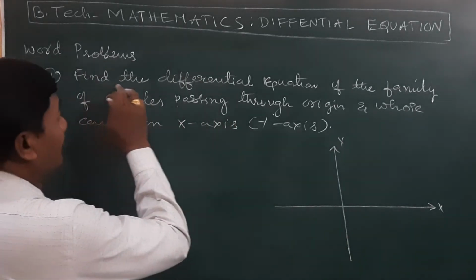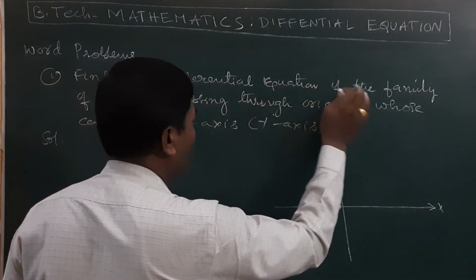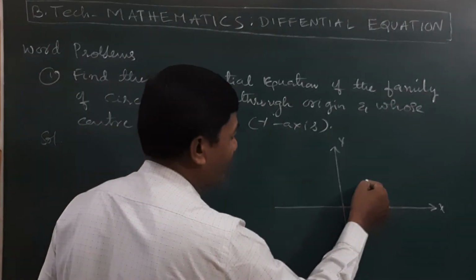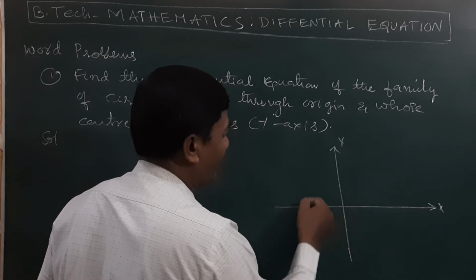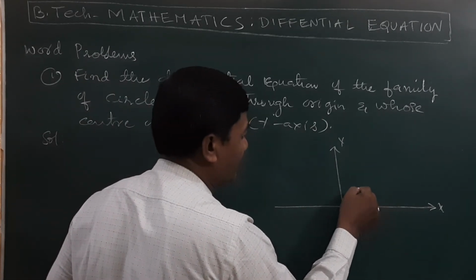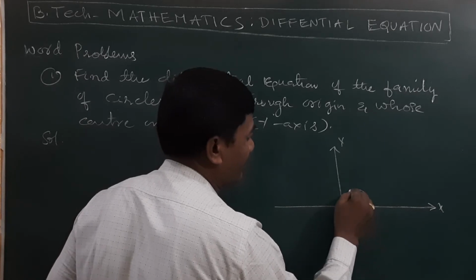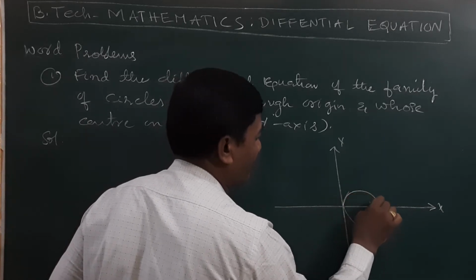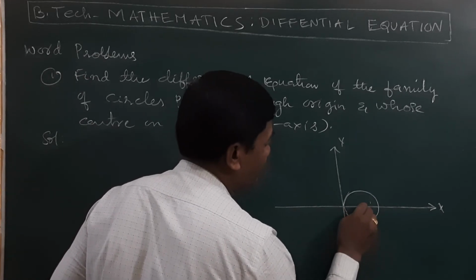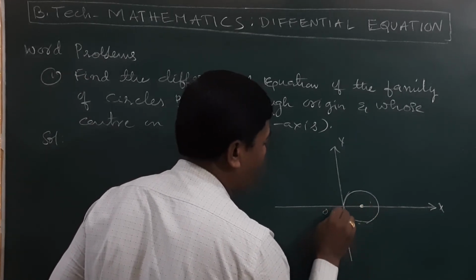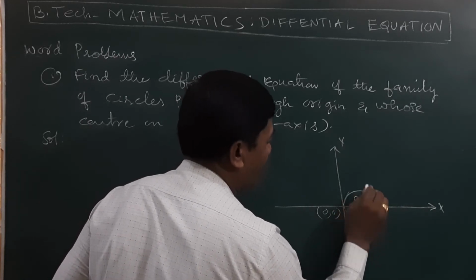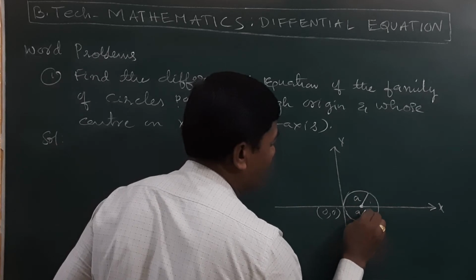So first of all, we are finding a differential equation. Before that, a family of circles passing through origin. Passing through origin means the circle is like this or like this. Whose center is on x-axis? That means our circle is always passing through the origin. This is our circle only, right? So this is the origin 0, 0, and this is A. So this center is A comma 0.